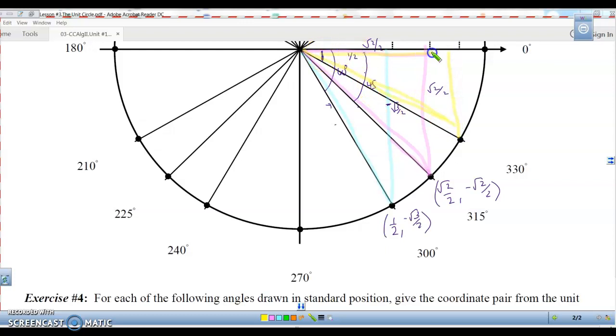Pretend I can draw straight lines. All right, so if this is the 30, that's my reference angle. Again, this is going to be 1/2. This is going to be square root of 3 over 2.